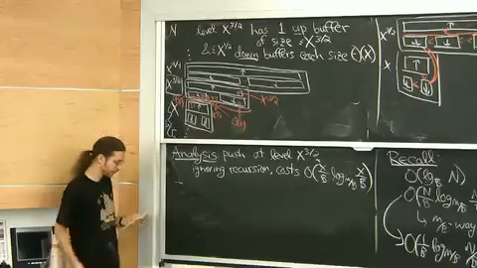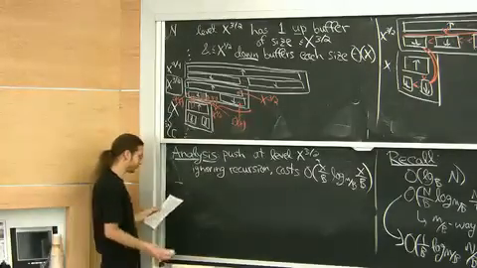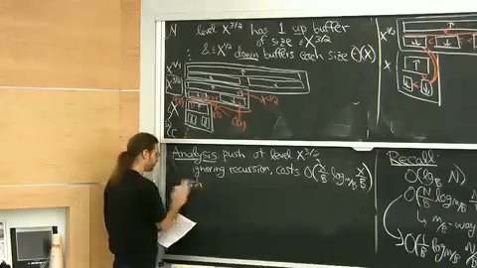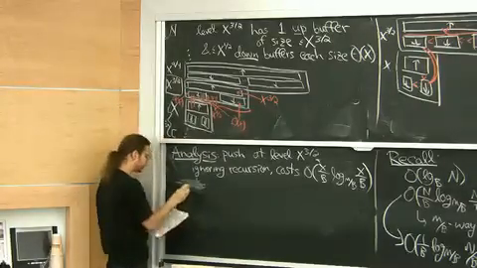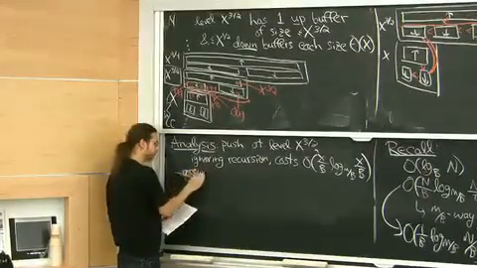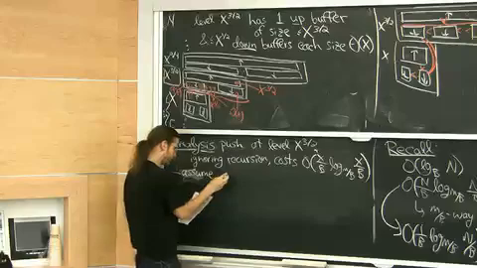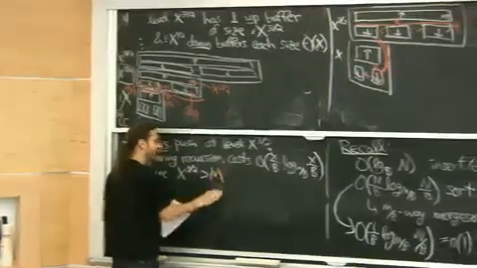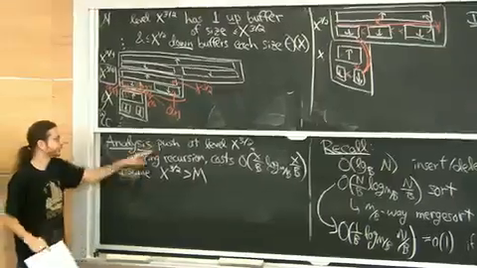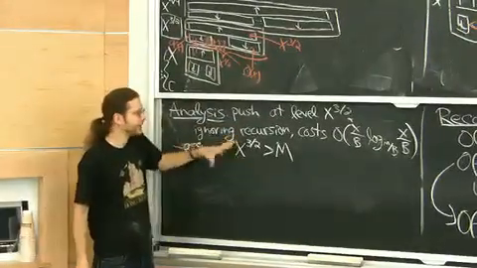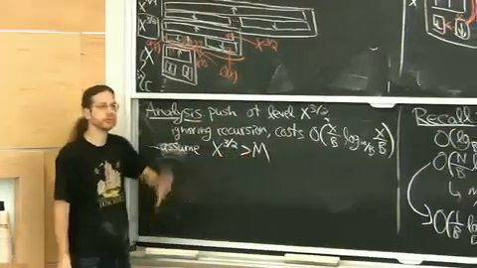But in general, let's look at a push, or let's just assume x to the 3/2 is bigger than m. Okay, because we're looking at a push at level x to the 3/2, and I'm just, by definition, if it's less than m, it's free.